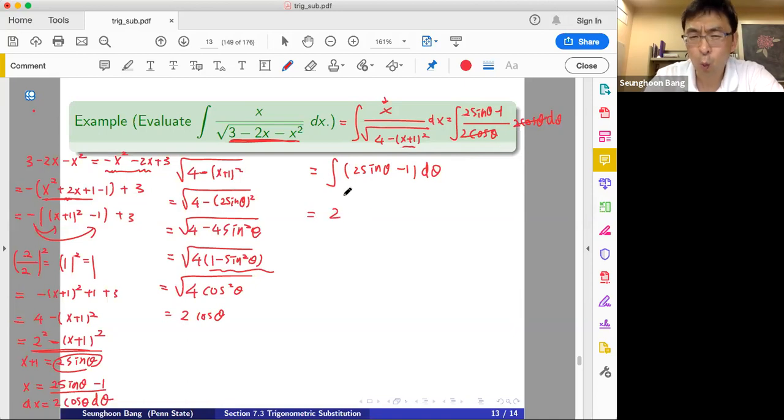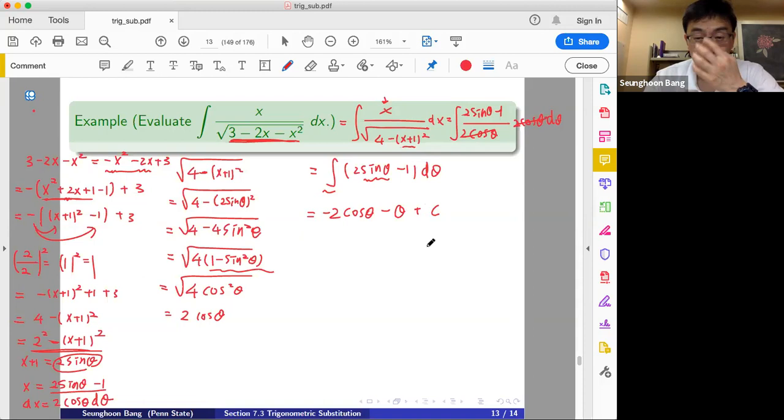Do you know what the integral of sine is? Do you know the formula? What's the integral of sine? Could you write your answer on the chat board? Okay. Good. Negative cosine theta. The integral of 1 is just theta, plus c.